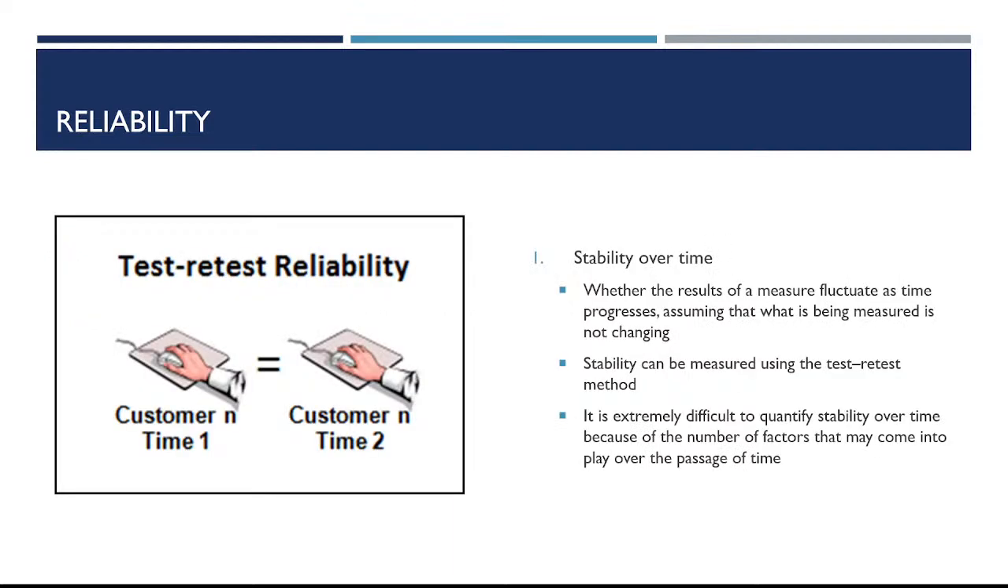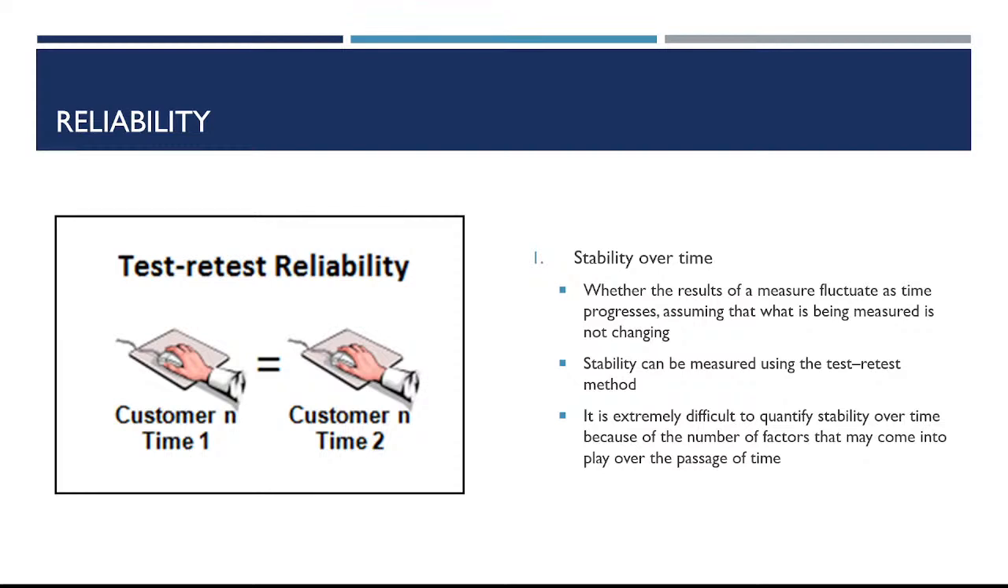So stability over time, I guess I explained this, right? The results measure whether the results of a measure fluctuate as time progresses, assuming that what is being measured is not changing. If they fluctuate too much, then you wouldn't have good reliability. You can use test-retest methods in order to test reliability, right? So you can do it once and then do it again. You have the customer do a test at time 1 and then at time 2, and things should be roughly stable. If they're not, you know that you maybe have issues with stability over time.